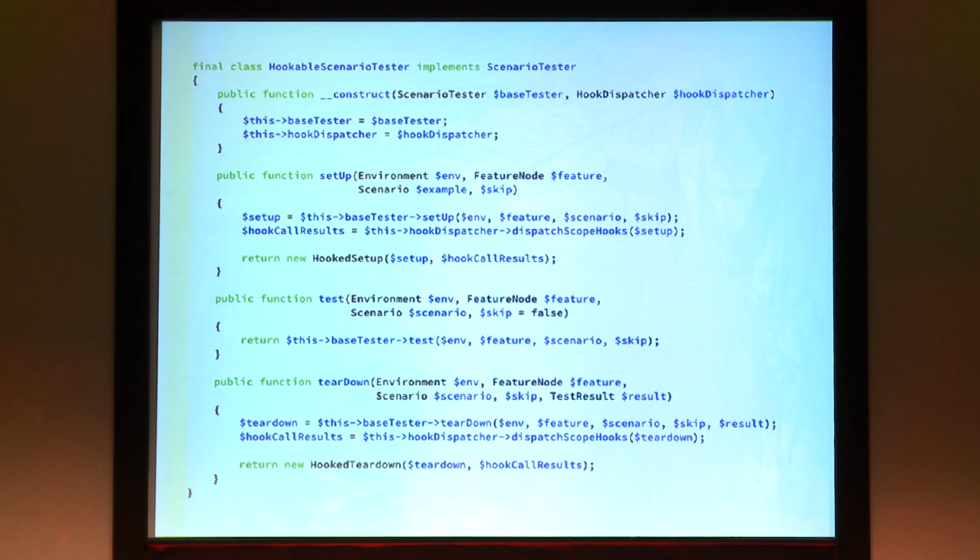And then you have this guy, the hookable scenario tester, which, as you can imagine, does a similar thing to the event dispatching tester. It proxies the call to the base tester, whatever it is that implements scenario tester. It also depends on the hook dispatcher. But instead of sending events before and after, it actually dispatches hooks, which are your context methods for setup, tear down, calls, whatever. And again, it just proxies the call to the base tester.